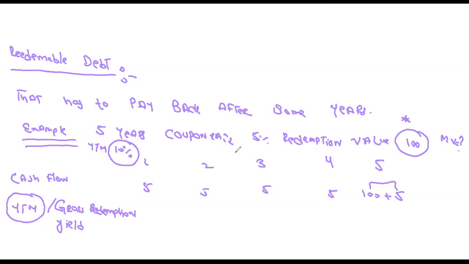Okay, so for example, we say it is 0.909, it is 0.857, what is for year 3? 0.7513. 0.751, and year 4? 0.6830. 0.683, and for the last? 0.6209.